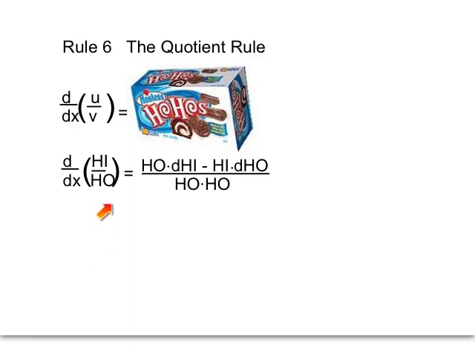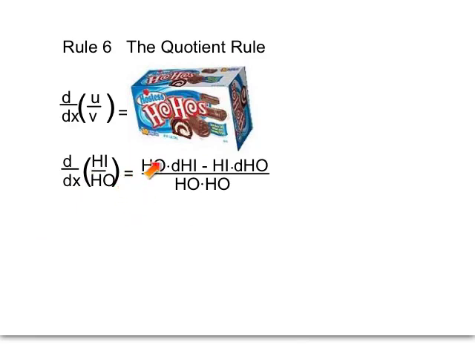The derivative of high over ho, and how can we remember that? Well, high is up high, right? And ho is down low, I guess you could say. All right, and yes, there's some funny stuff there, but I'm just going to leave that out of the video, if that's okay. Okay, we're going to have a formula, and here's how it goes.